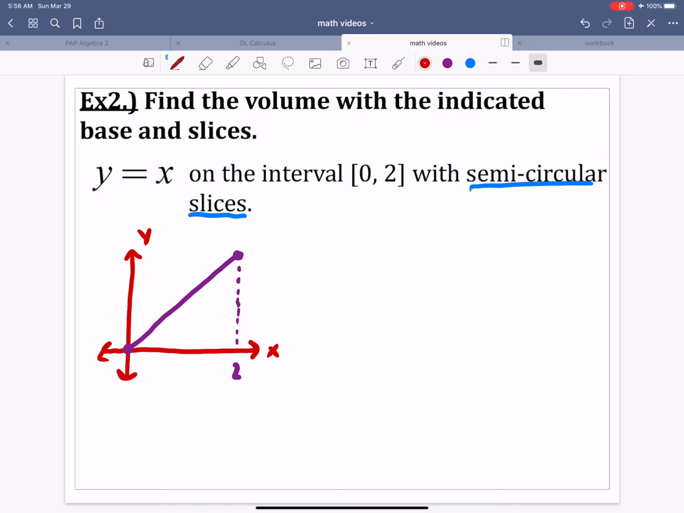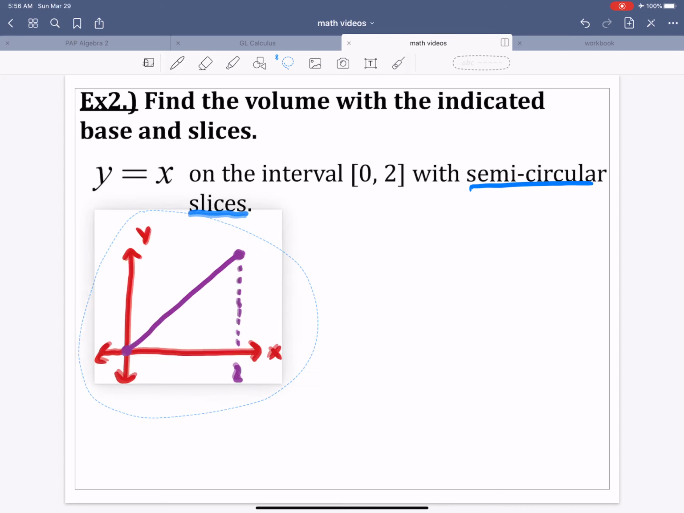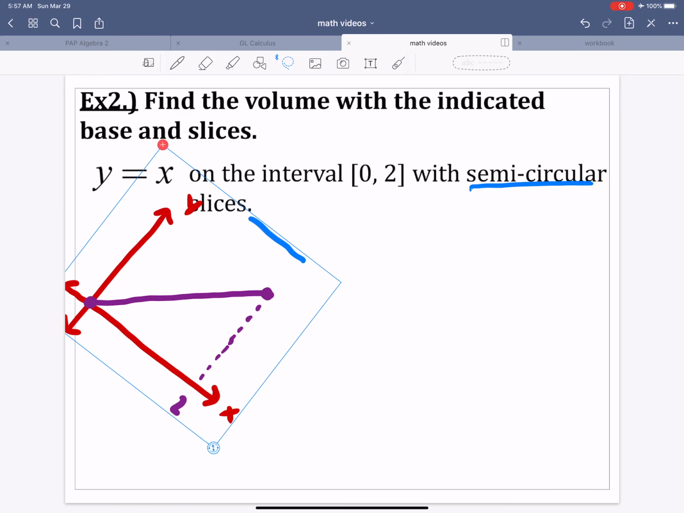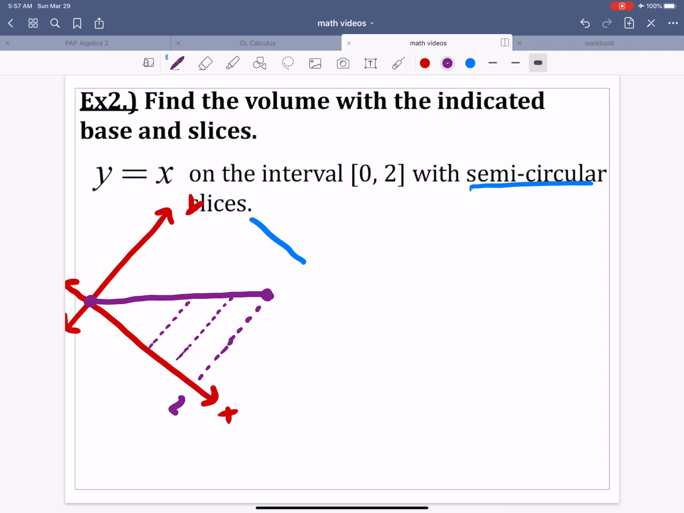So again, what I'm going to do here is rotate this because it's easier for me to see in 3 dimensions if I rotate it just a little bit. Okay? And again, what we're going to do here is build semicircles right next to each other to create a 3-dimensional shape. So I'm going to go through each one of these sections. These cross sections are going to be a semicircle that, remember, is going to come up off the screen.